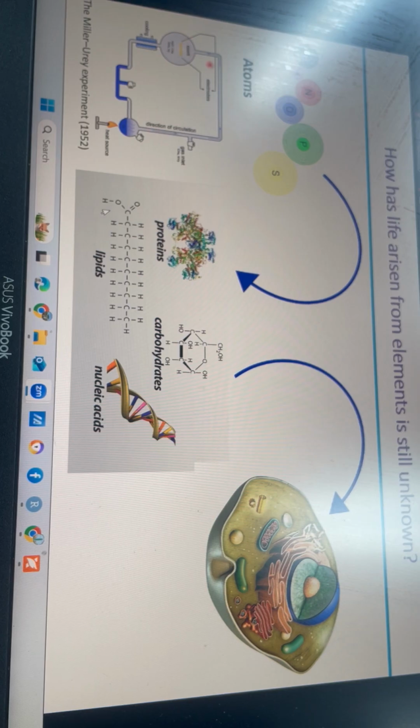They found that eventually this water, ammonia turned into some kind of amino acids, or they form amide bonds, okay?